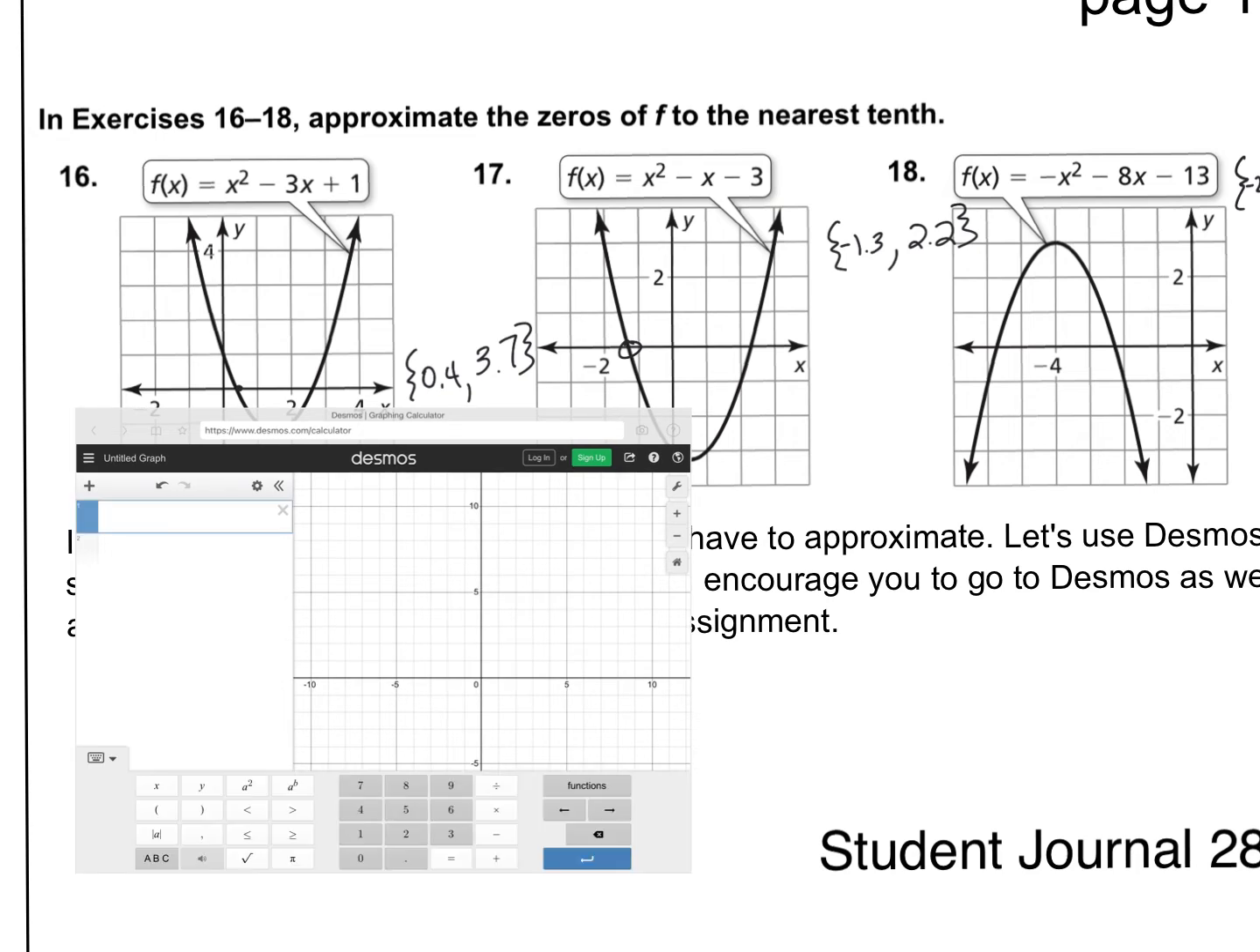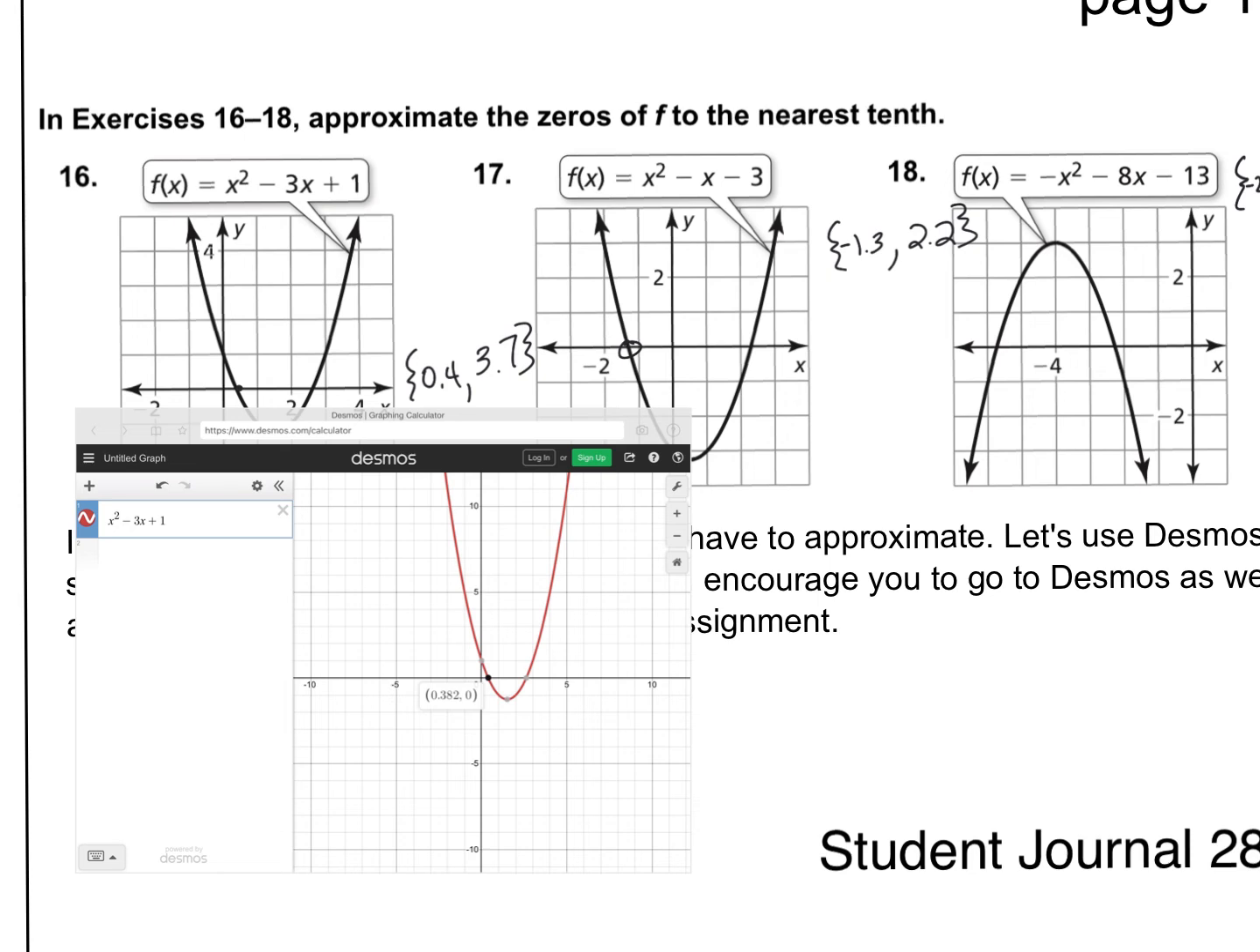I think we'll be able to see. Okay, so x squared minus 3x plus 1. Oh, hey, I did pretty good.